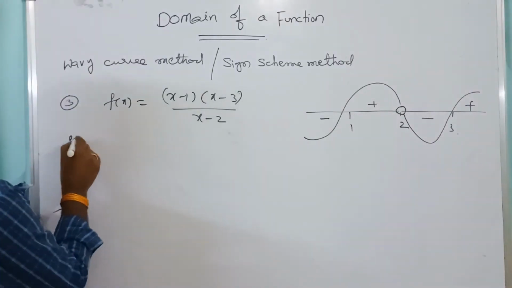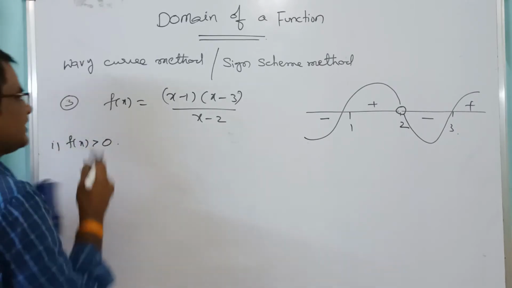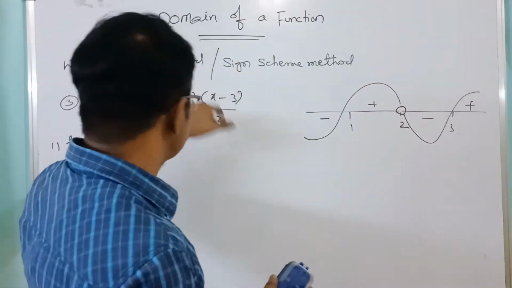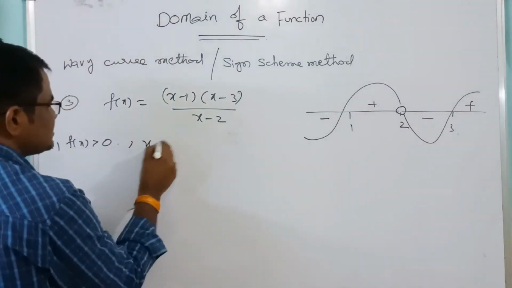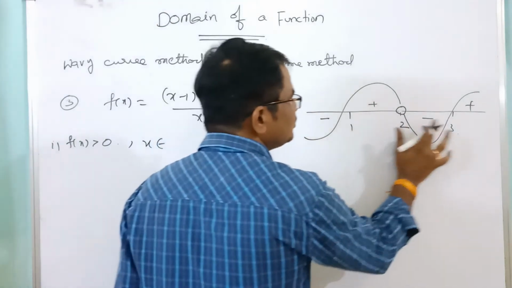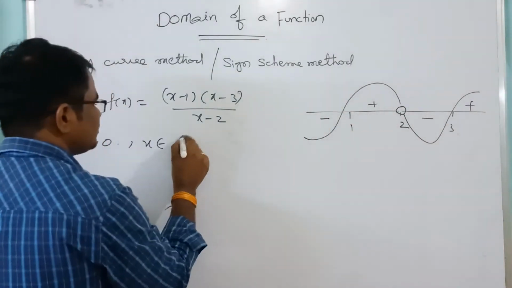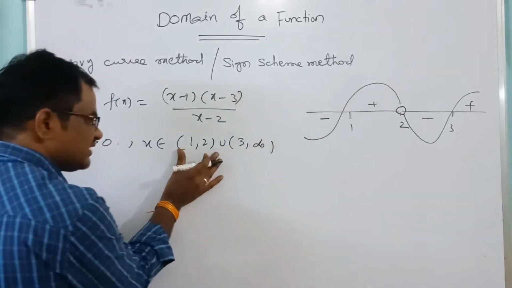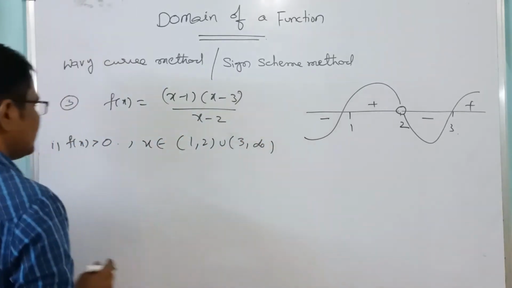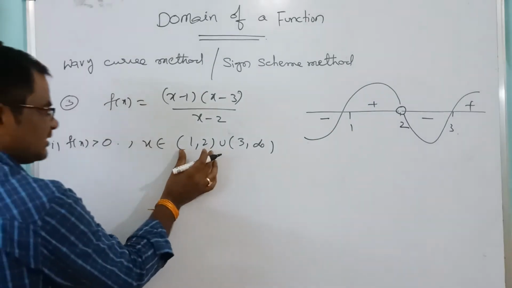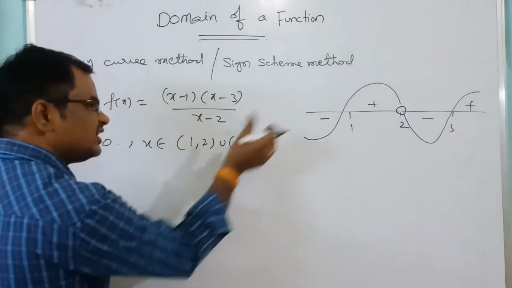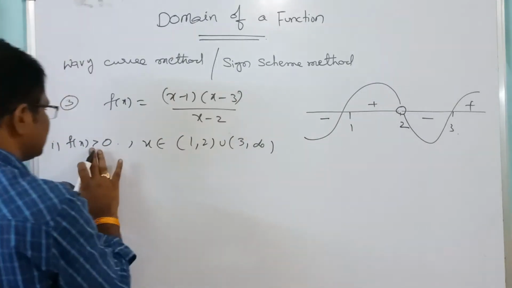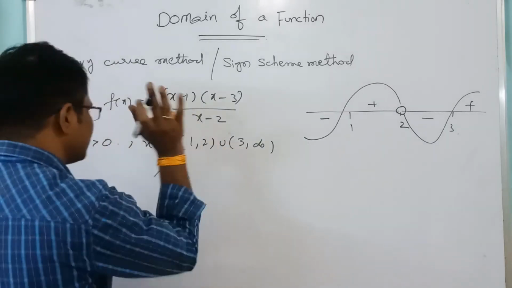First one is f of x greater than 0. When this expression is greater than 0, what are the x values for which the function exists? When it is positive, x is 1 to 2 and 3 to infinity. So 1 to 2 union 3 to infinity. This union means this one plus this one: you can take 1 to 2, or you can take 3 to infinity. Any value you take, f of x is greater than 0. That is the meaning of union.